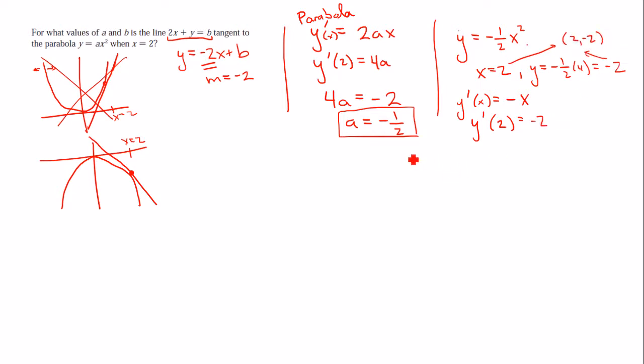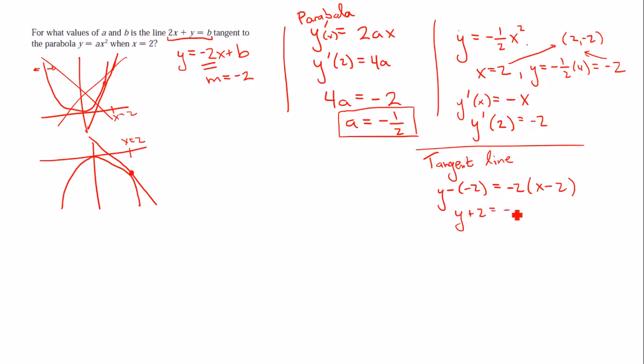All right, so I think we have enough information now. So the tangent line must be given by y minus negative 2 equals slope, negative 2, times x minus 2. So let's see, y plus 2 equals negative 2x plus 4, and y equals negative 2x plus 4 minus 2, which is plus 2. Alright, so comparing this equation that we got for the tangent line with the original one, it becomes clear that b must have been positive 2. There you go.